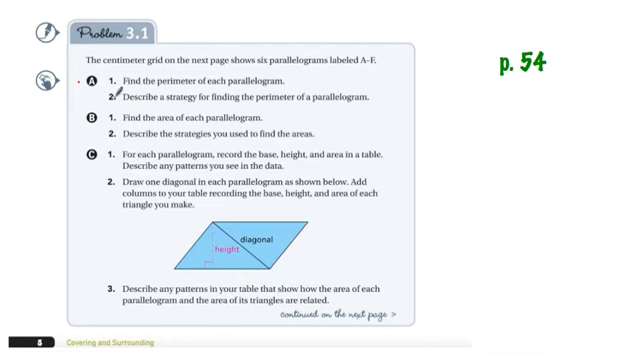Then make sure that you describe a strategy for finding the perimeter of a parallelogram. So you can write that answer on the back of the lab sheet or in your notebook if you would like. Then you're going to move on to part B, which you're going to find the area of each parallelogram.